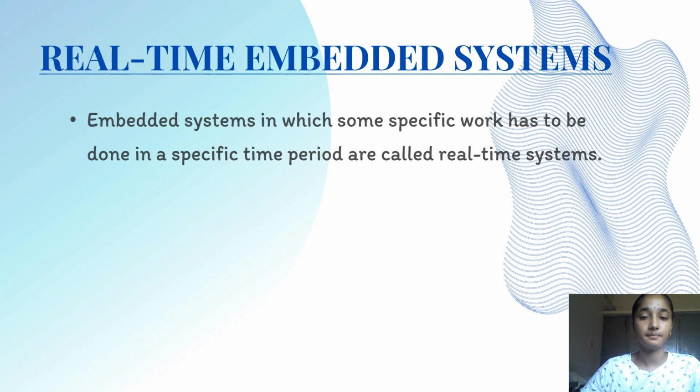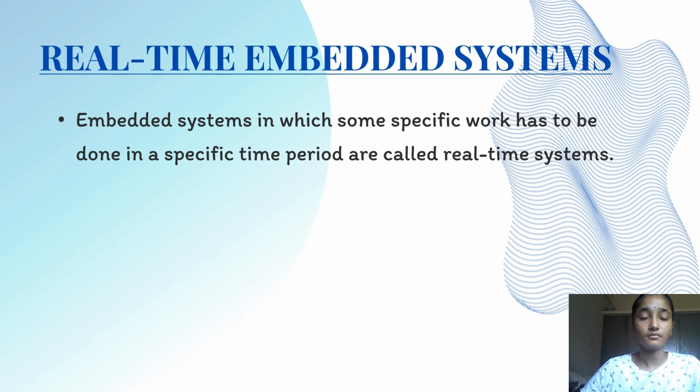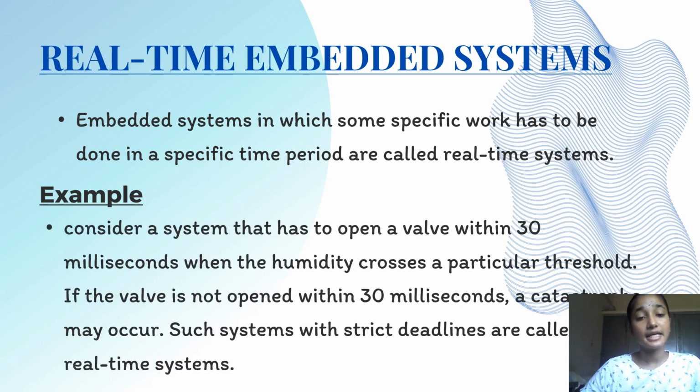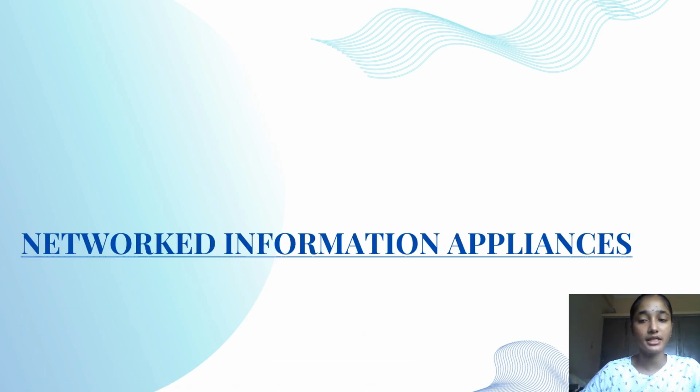To the next type, that is the real-time embedded system. In a real-time embedded system, some specific work has to be done in a specific time period. For example, consider a system that has to open a valve within 30 milliseconds when humidity crosses a particular threshold. If the valve is not opened within 30 milliseconds, such systems with strict deadlines are called real-time systems. This is the information about the real-time embedded system.